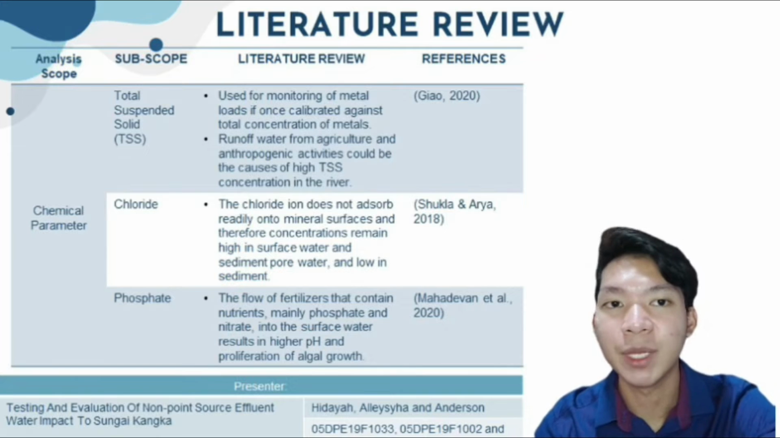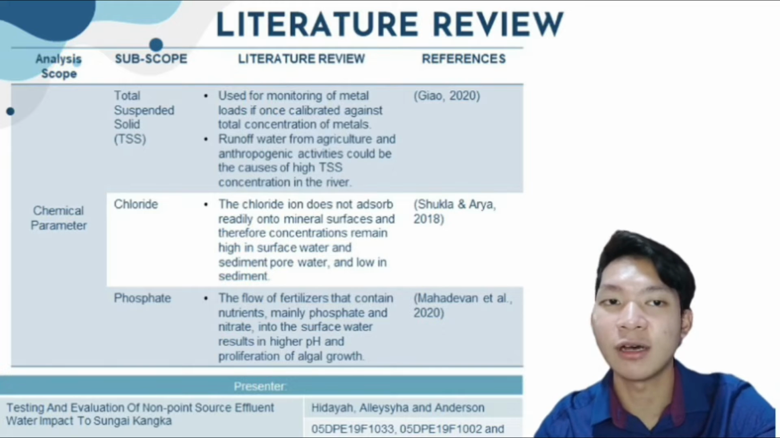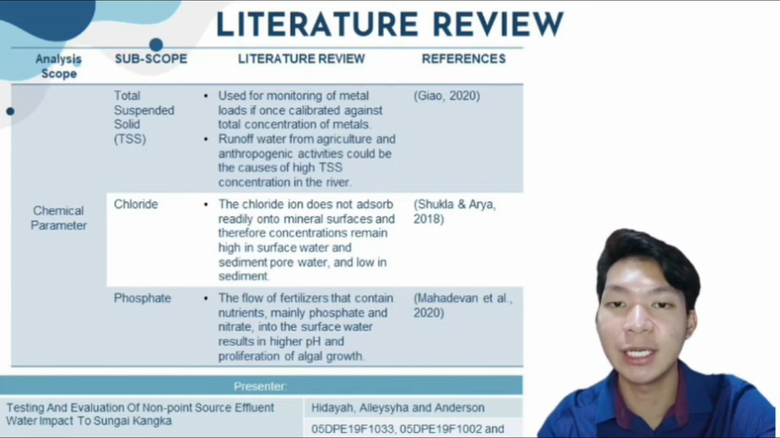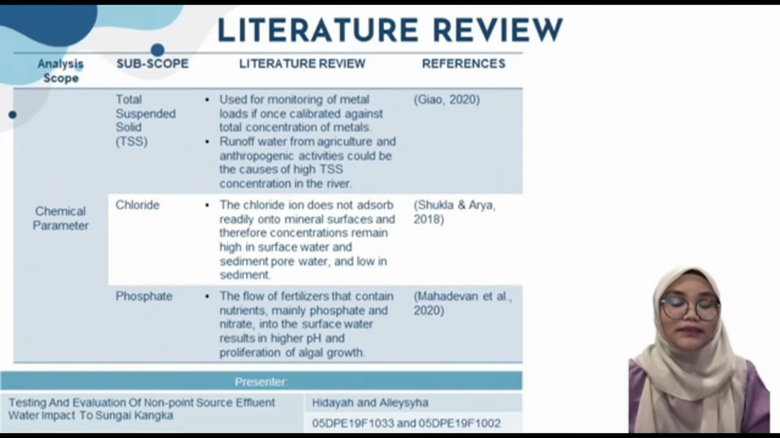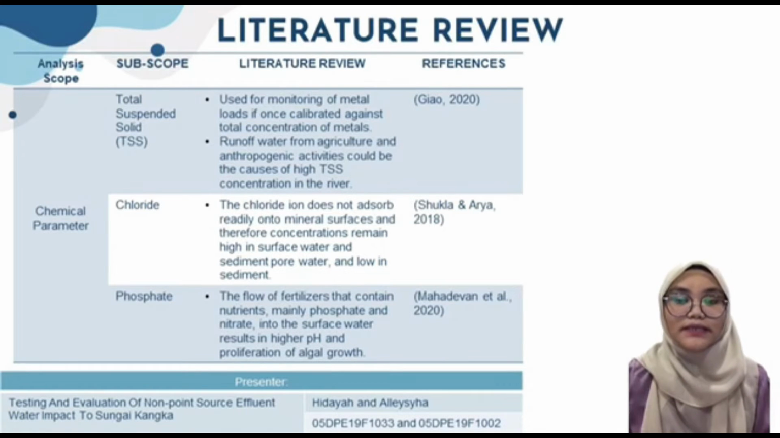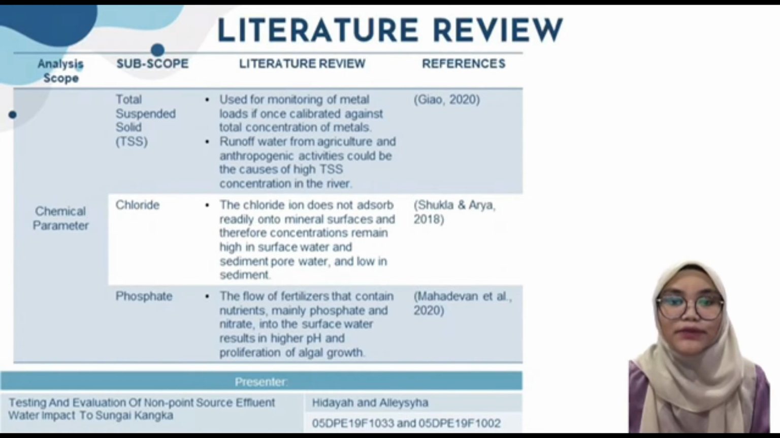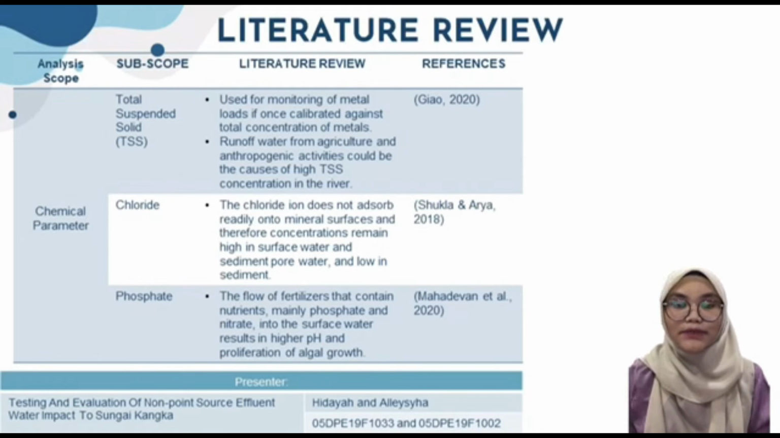Next, total suspended solids, TSS, used for monitoring of metal load if calibrated against total concentration of metal. Runoff water from agriculture and anthropogenic activities could be the cause of the high TSS concentration in the river. Chloride. The chloride ion does not absorb readily onto mineral surfaces and therefore concentrations remain high in surface water and low in sediment.